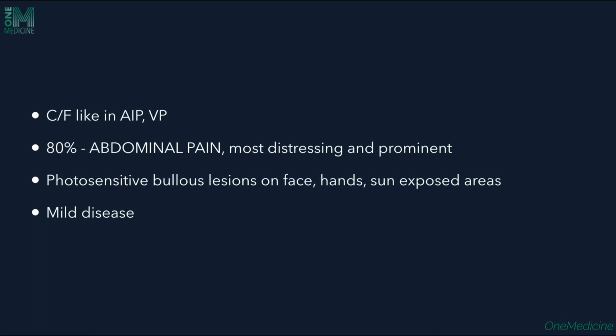Clinical picture is like in acute intermittent porphyria or variegate porphyria. 80% of cases will present with abdominal pain. Okay, that is the most distressing complaint that the patient will have. And photosensitive bullous lesions can be seen on the exposed sites. It's a mild disease.